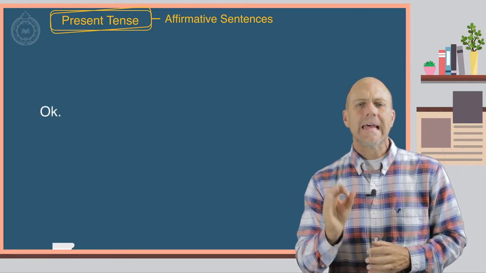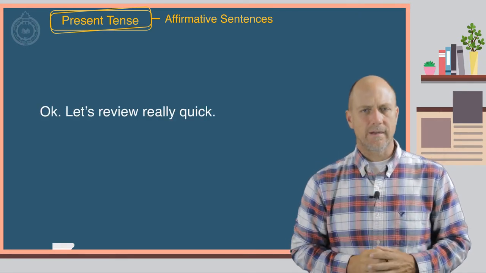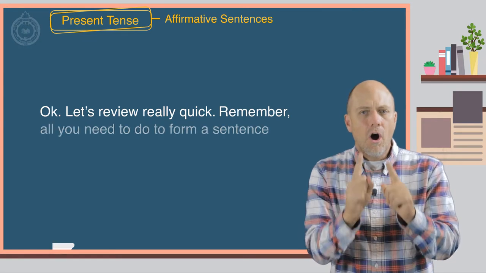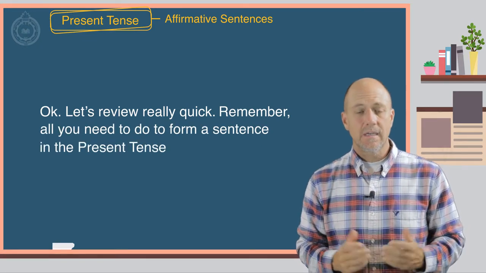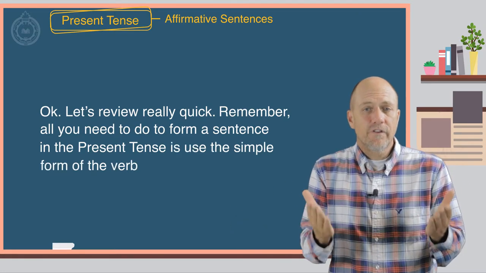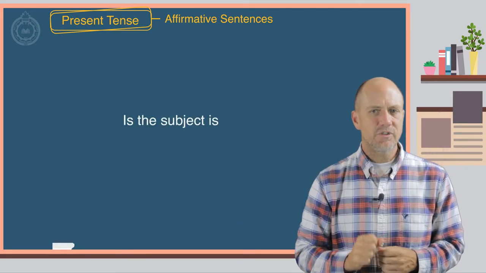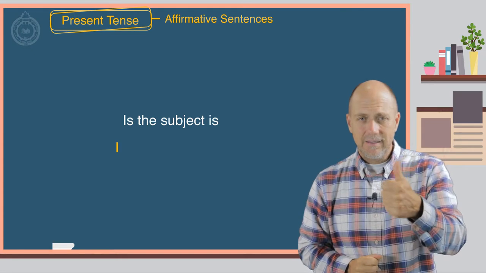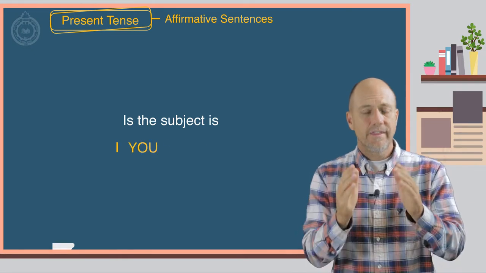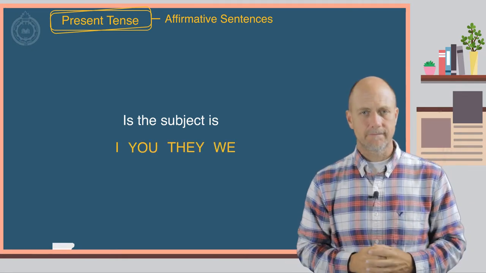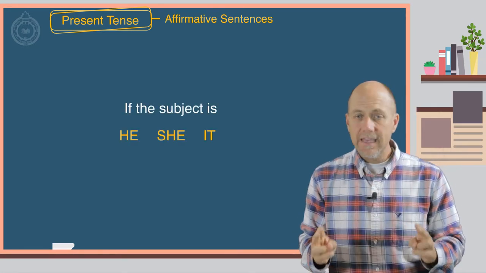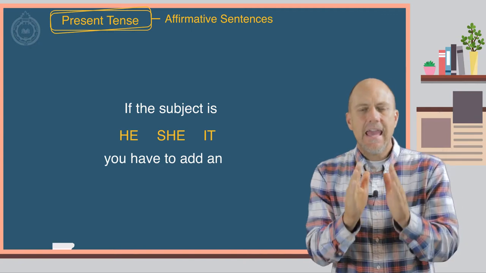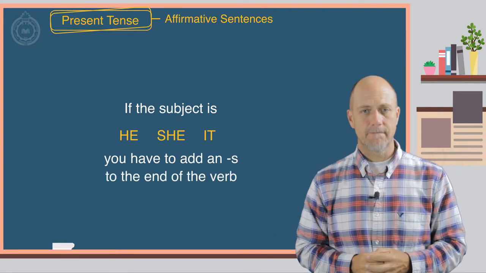Okay, let's review really quick. Remember, all you need to do to form a sentence in the present tense is use the simple form of the verb, if the subject is I, you, they, or we. If the subject is he, she, or it, you have to add an S to the end of the verb.